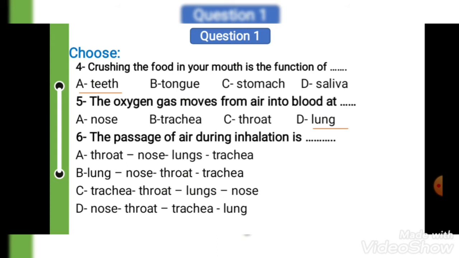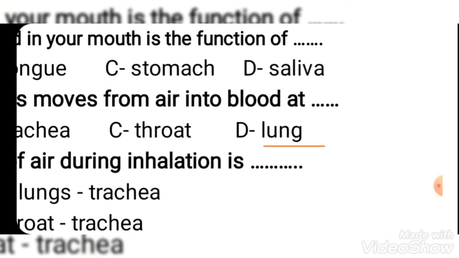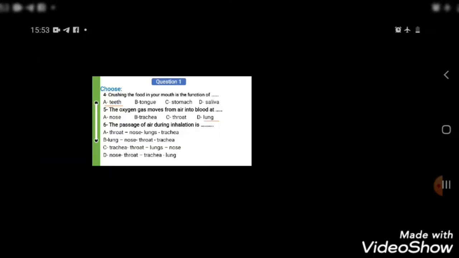So the oxygen gas moves to the blood in the lungs. The passage of air during inhalation is. Be careful, here the question asks about inhalation, so my starting point is the nose. So my answer is D. My answer is D.